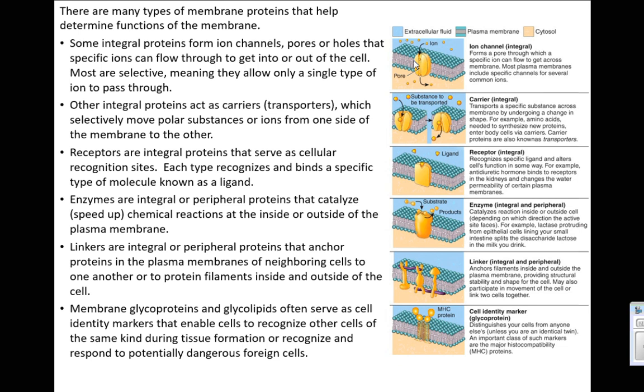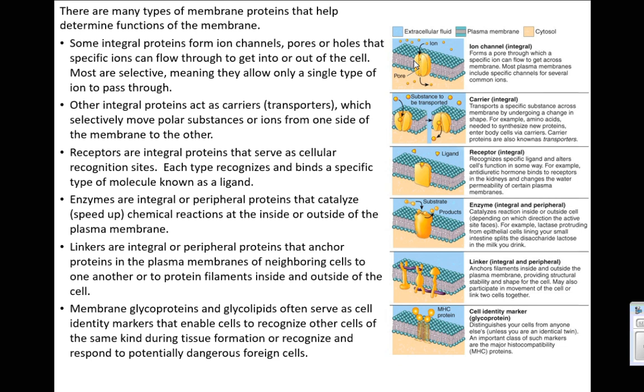The third type there are receptors. Integral proteins serve as cellular recognition sites. Each type recognizes and binds a specific type of molecule known as a ligand. A lot of times ligands are hormones or neurotransmitters. A great example of this is on our thyroid gland. There are receptors for a hormone that's literally called thyroid stimulating hormone. Thyroid stimulating hormone might reach the entire body, but will only bind to these receptors for thyroid stimulating hormone. And then the thyroid will be stimulated.